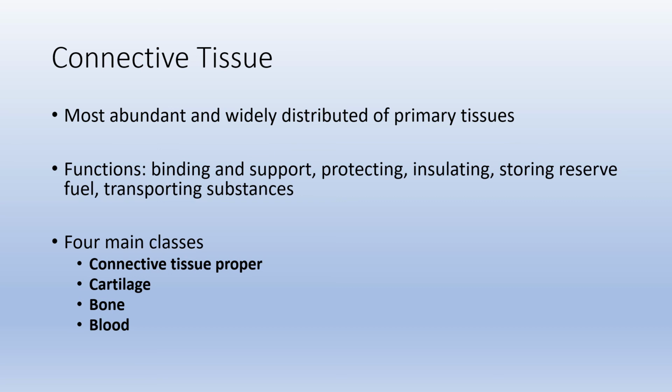Similar to epithelial tissue, we have subtypes or more classes of this primary tissue type. Remember, epithelium was broken down into lining and covering epithelium and glandular epithelium. Connective tissue now has four forms, or four main classes: connective tissue proper, cartilage, bone, and blood.